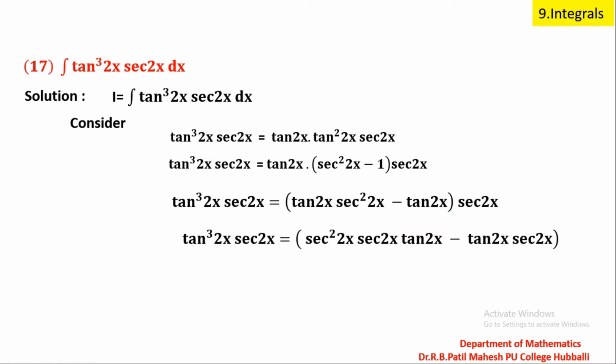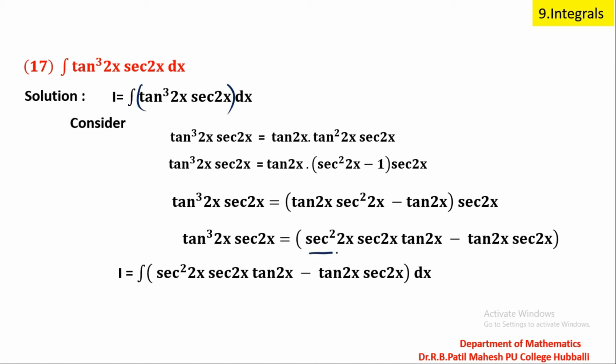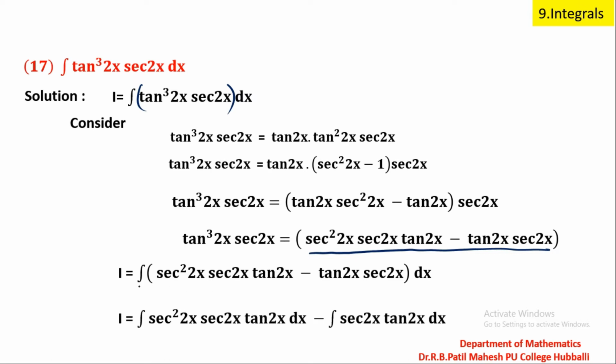Hope you understood, taking sec 2x into the bracket. Now go back to I. Wherever tan cube 2x sec 2x is there, I should write all this term as secant square 2x sec 2x tan 2x minus tan 2x into sec 2x. It means that I can take the integration of the first function as well as the second function. You can see the integration of the first function and the second function. So keep it in mind, this is the step.